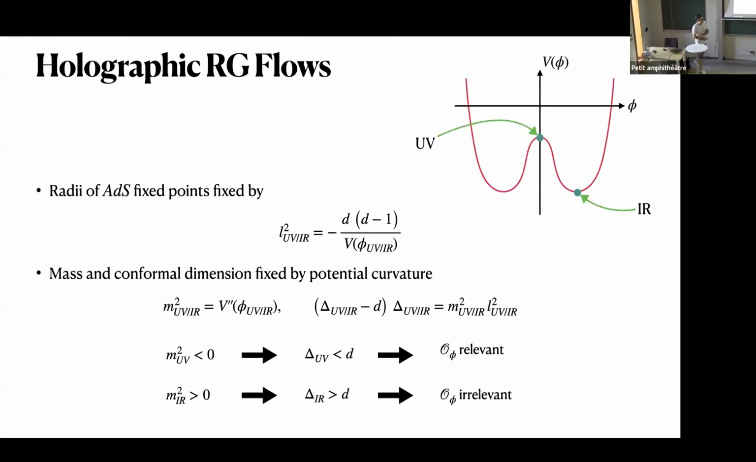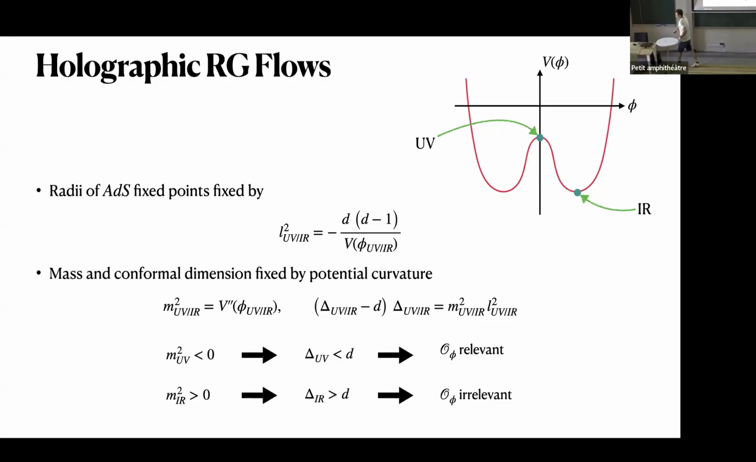So if V has two extrema, something like this and like this, that would be the UV fixed point, that would be the IR fixed point. And I can easily imagine that I can basically flow from one to the other.